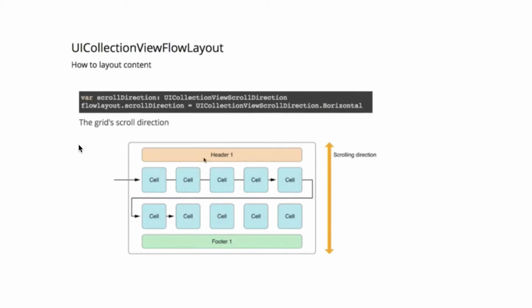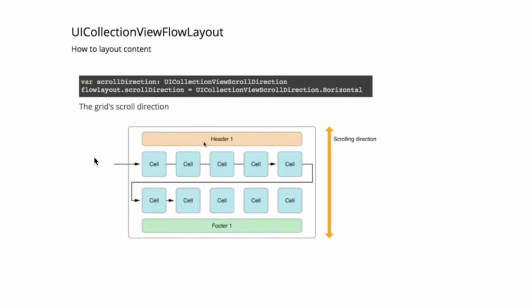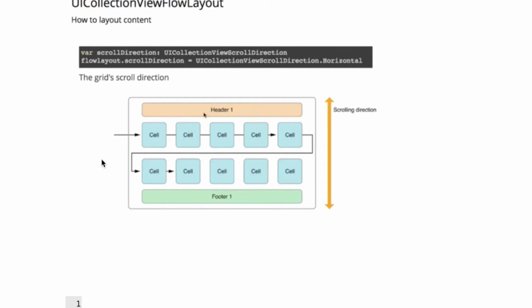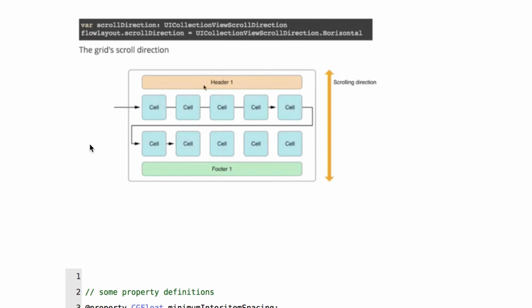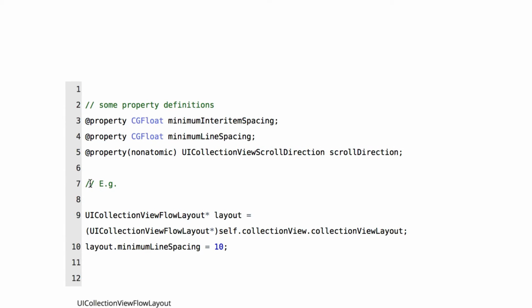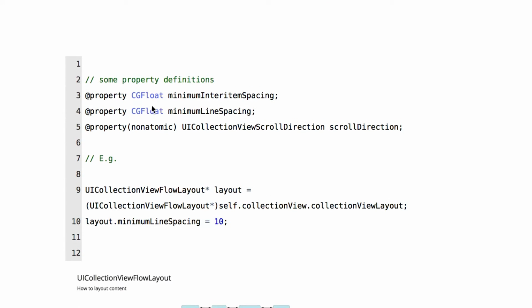So, UICollectionViewFlowLayout. You can do things like set the scroll direction. Sorry, this is Swift here, but we'll look at this in a sec. You can set this in Storyboard, or you can set it programmatically. Obviously it can scroll vertically, or it can scroll horizontally. Sorry, these should be nonatomic, these properties, even the CGFlow ones.